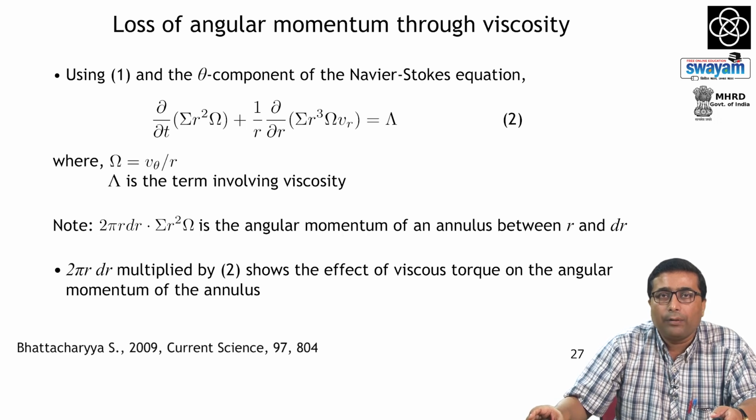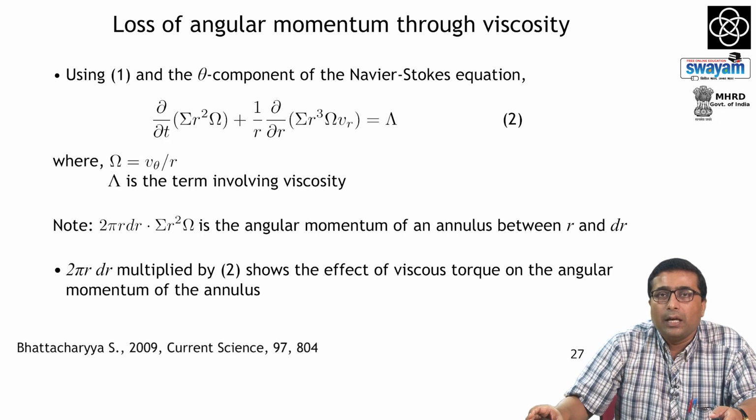We note that 2 pi r dr sigma r square omega is the angular momentum of an annulus between r and r plus dr. This is because the circumference of this annulus is 2 pi r, its width is dr. So, the total area is 2 pi r dr, and then we multiply it with sigma, the surface density of mass, and we get the total mass of this annulus. Multiplied by r square and omega, we get the angular momentum.